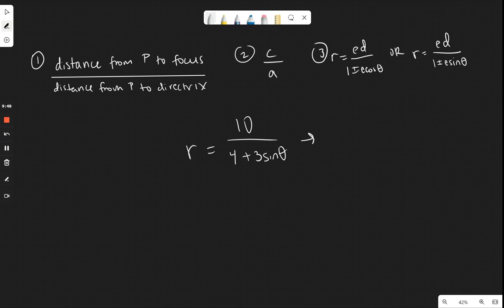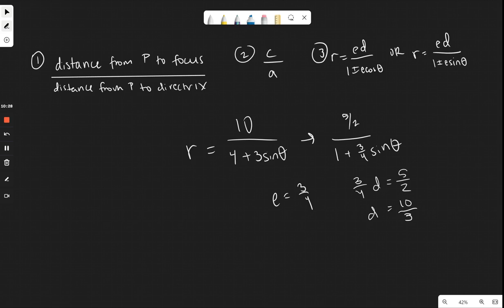Now we manipulate this by dividing both the numerator and denominator by 4, and we get 10/4, so 5/2 over 1 plus 3/4 sine theta. Well, we know that we have this in 1, so the eccentricity is just the number in front of sine in this case. So the eccentricity is 3/4. And then we know that ED is 5/2, but E is 3/4. So 3/4 times D is going to equal 5/2, which means D is equal to 20/6, or in other words, 10/3.